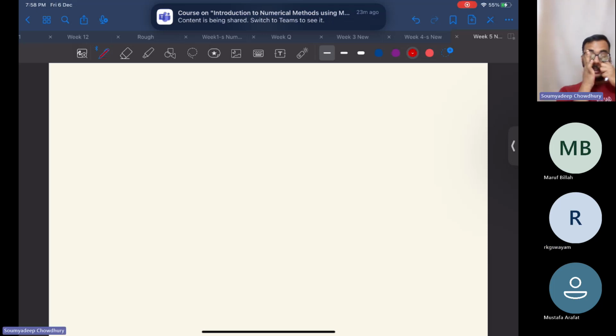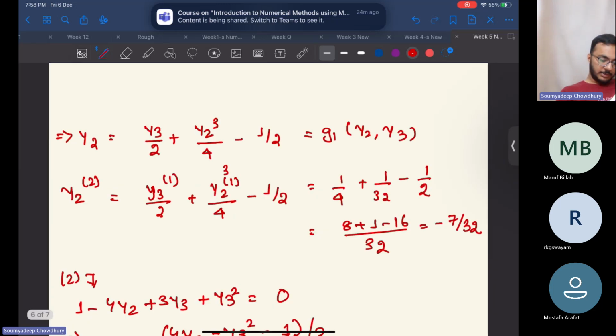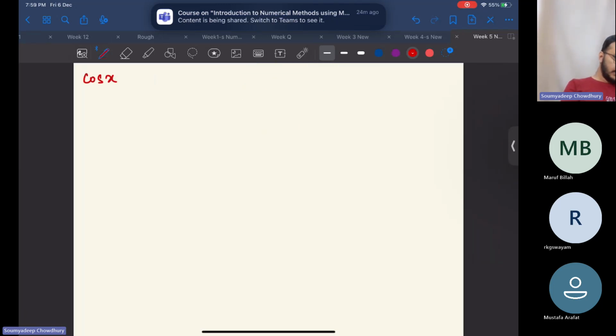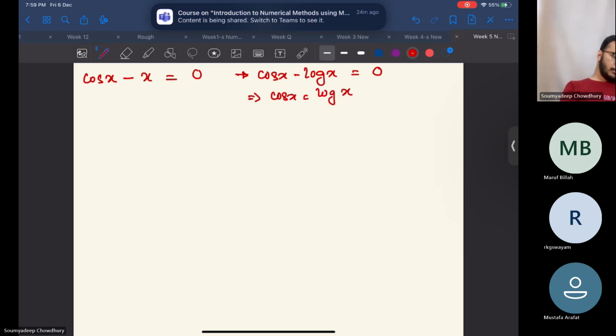No, there we cannot use the idea of recasting. Okay, I'll just take one example. Say cos x minus x equals 0, we can do it. However, if we have cos x minus log x equals 0, then also we can do it, I think. We can express it in this form, right? Any kind of function. Can you give me an example where we cannot do it, you think?